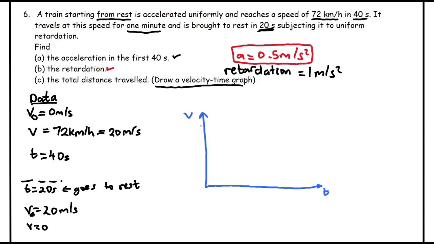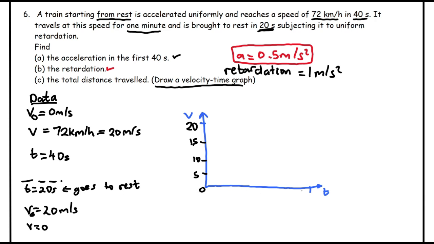Now let's choose the appropriate scale. The highest velocity which we have here is 20 meters per second. So we can choose this as 20, then make partitions of 5. So this would be 15, this would be 10, this would be 5, and this would be 0.